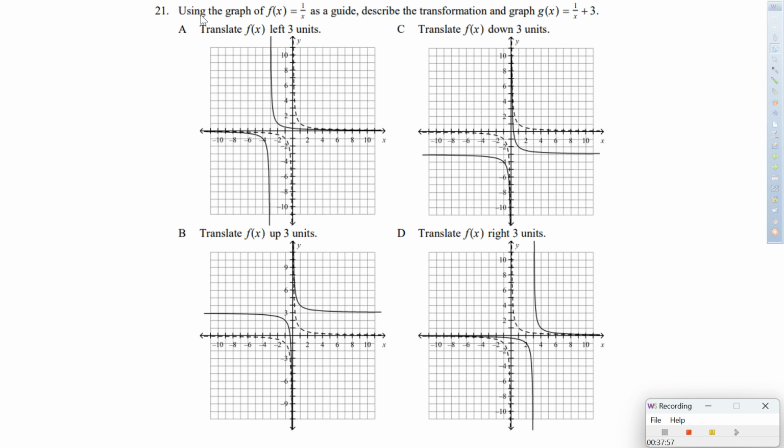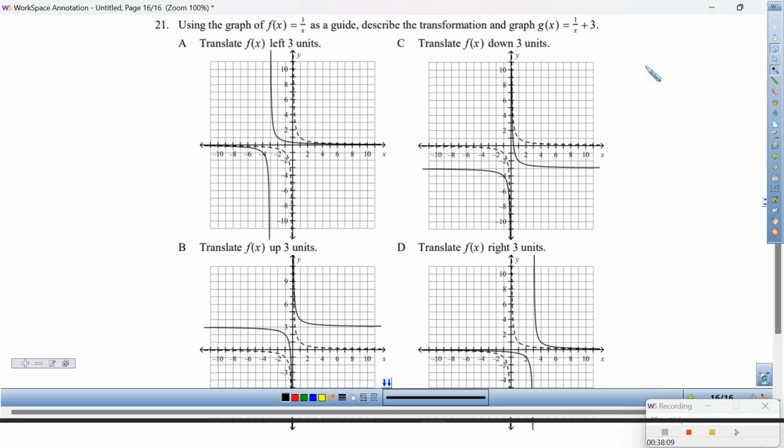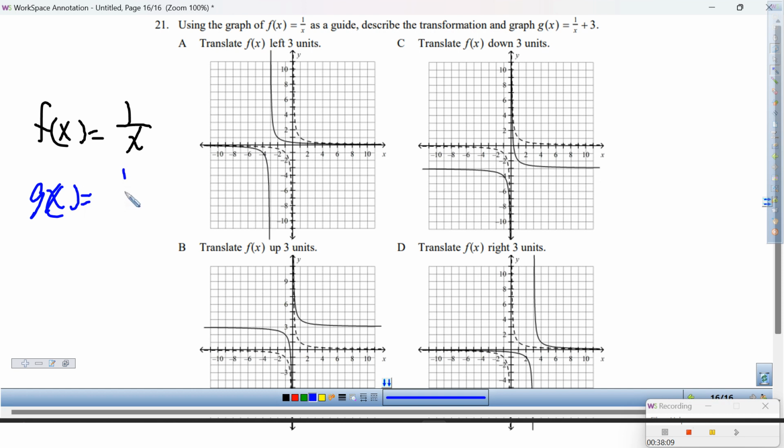Number 21 reads, using the graph f of x equals 1 over x as a guide, describe the transformation for this one. So this is what I want to see. Look up, please. When you get to this one, write this one somewhere: f of x equals 1 over x. And right below it, write the transformation that they gave you: g of x equals 1 over x plus 3.